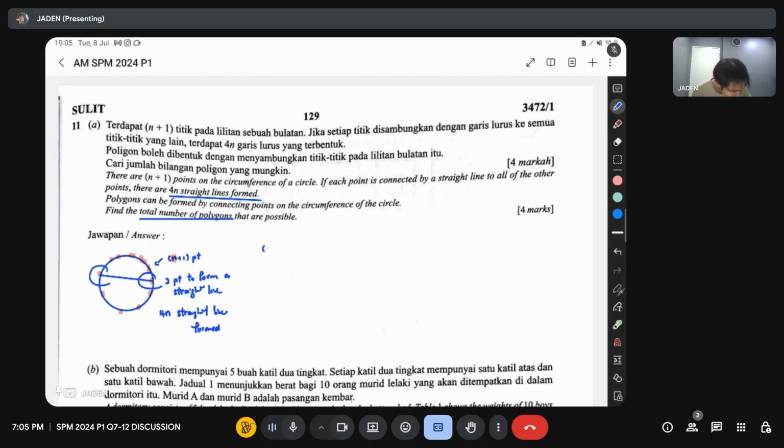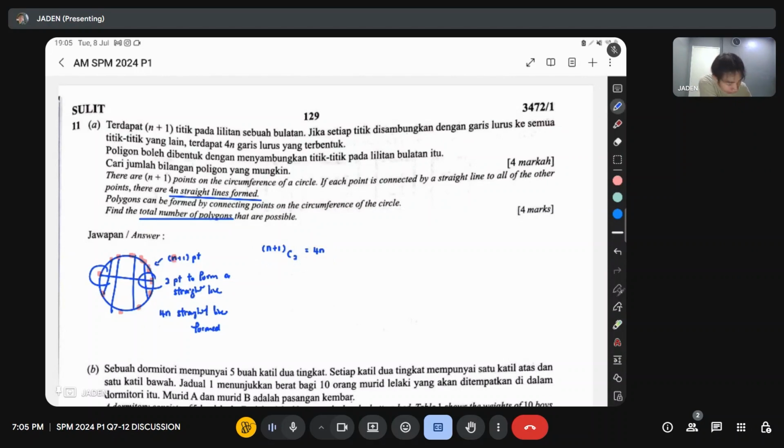We can do n plus 1 C 2, you get 4n. n plus 1 C 2 equals 4n. You know why? Because out of so many points, you choose 2 points, and you will get a result of 4n straight lines, because every time you will use up 2 points. So just n plus 1 C 2 equal to 4n, and then over here we will try to find our n.